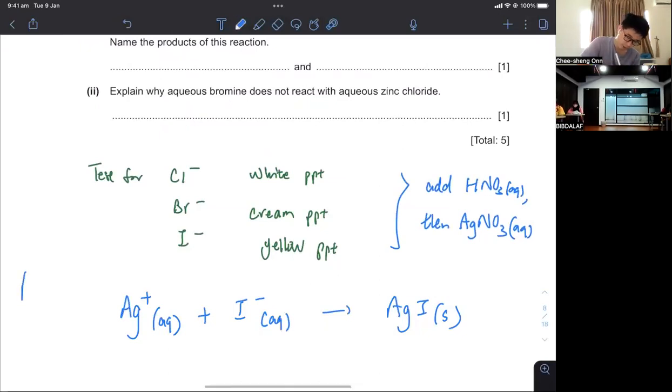This reaction is what you call precipitation, because you are forming silver halide, which is insoluble. Silver chloride, silver bromide, silver iodide. They are all from practical studies.